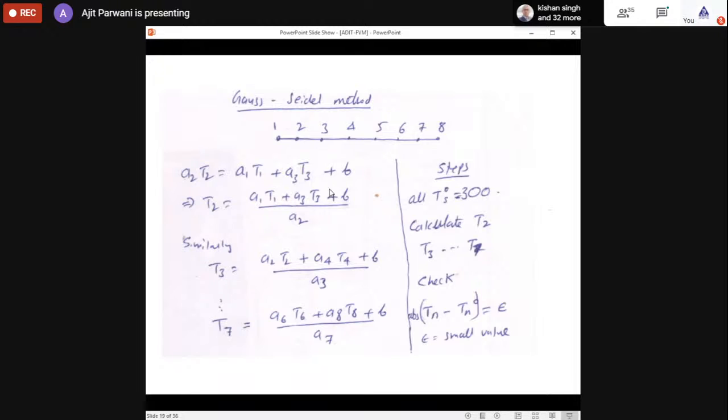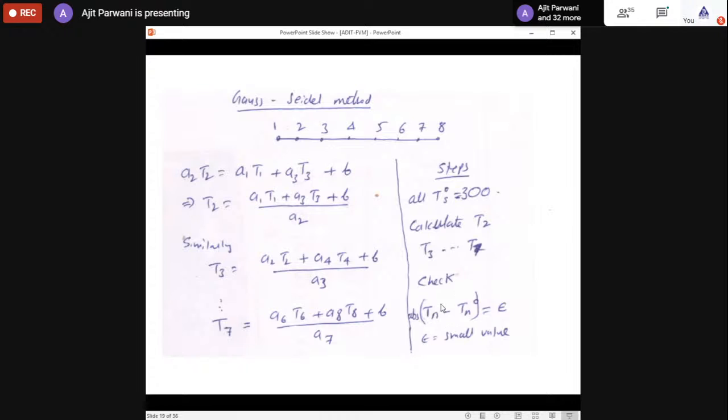I mean, whatever variables the equation has. This equation has only 2 variables, T1 and T3. So putting the values of temperature in this equation, you will get the value of T2. Then in the next equation, you put the value of T2 that you got, and for the remaining variables you put the initial value of 300. You will get the value of T3. In this way, you will get all the values T2, T3, T4, T5, T6, T7.